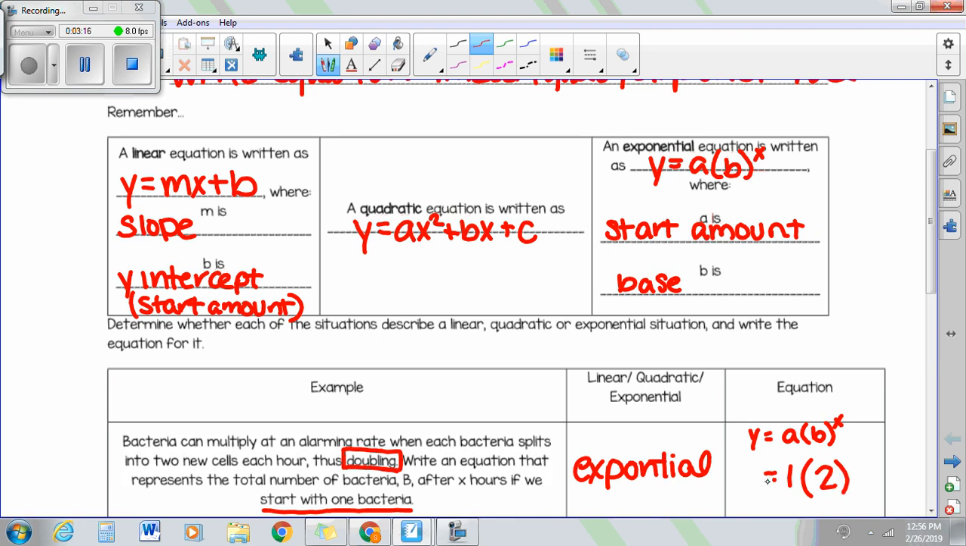All right, the last thing I'm going to check here is that it does give us X hours, so I can leave that. But it doesn't want y equals. And that's important here because on the state test, if your letters aren't right, you won't get the question right. The total number of bacteria has to be a capital B. So if I wrote y equals 1 times 2 to the x, it would not be correct. It has to be B equals 1 times 2 to the x.